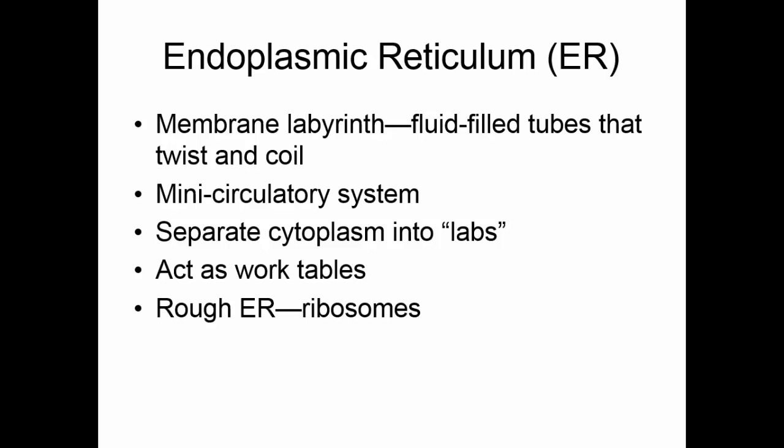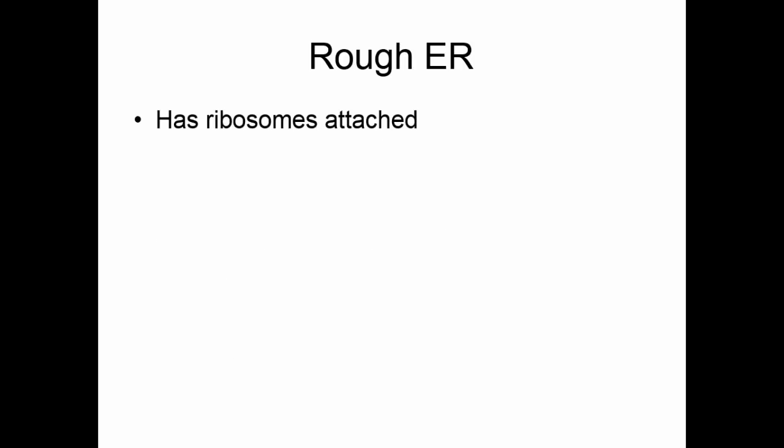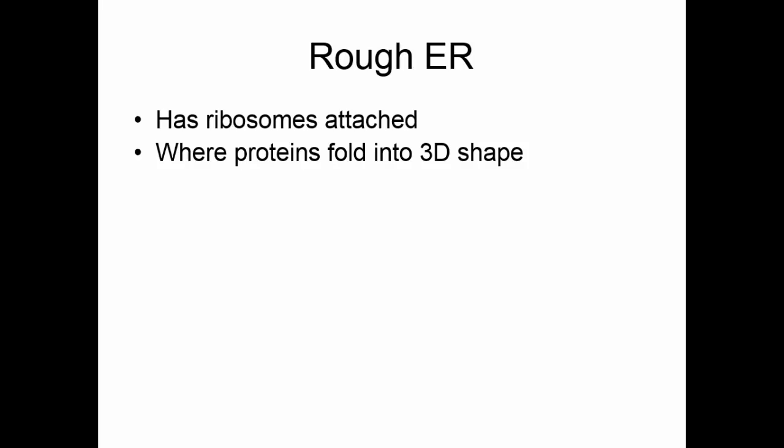Rough endoplasmic reticulum has the ribosomes bound to it. Smooth endoplasmic reticulum has nothing bound to it. Smooth endoplasmic reticulum is involved in lipid synthesis. The rough endoplasmic reticulum has the ribosomes attached. The proteins that are made by those ribosomes are very specialized proteins. They're folded into special three-dimensional shapes.